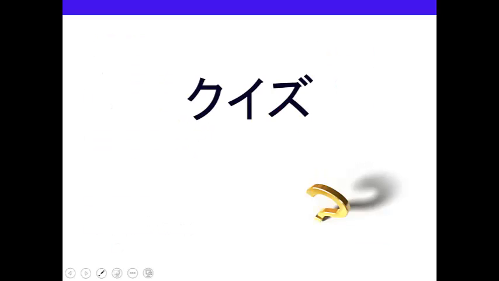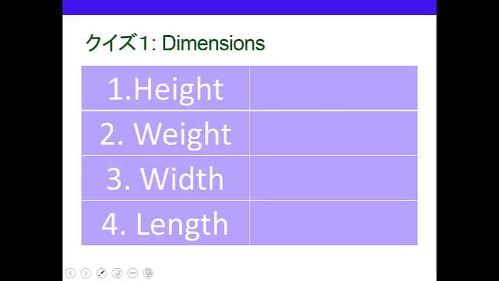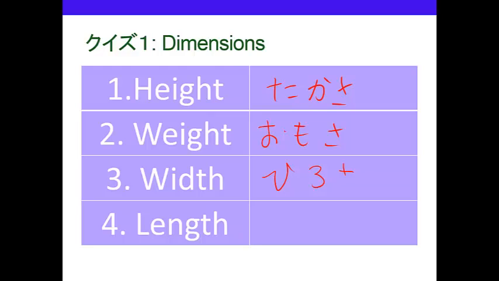So here we are, a mini quiz. Let's see how you do. So for height. Height is takasa. Weight is omosa. Width is hirosa. Length is nagasa. Now that was for the first type, which is dimensions.